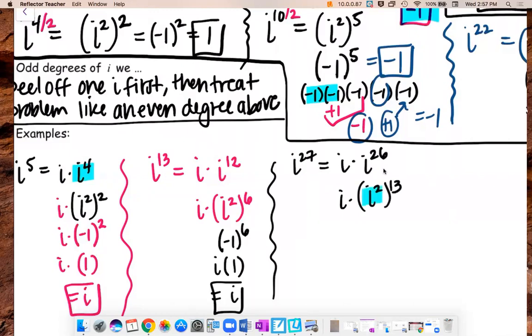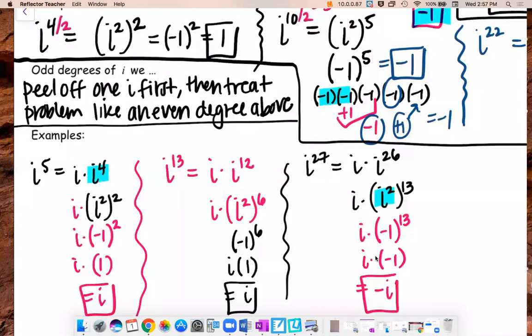Okay, then we're going to replace that i squared in the middle with a -1. Everything else stays the same. So now if I do -1 raised to an odd number, this is going to stay negative. So this is -1 times i. And if I do -1 times i, this is going to come out to be -i. Okay, so for odd degrees, we got 2 answers. This should be an i or a -i.